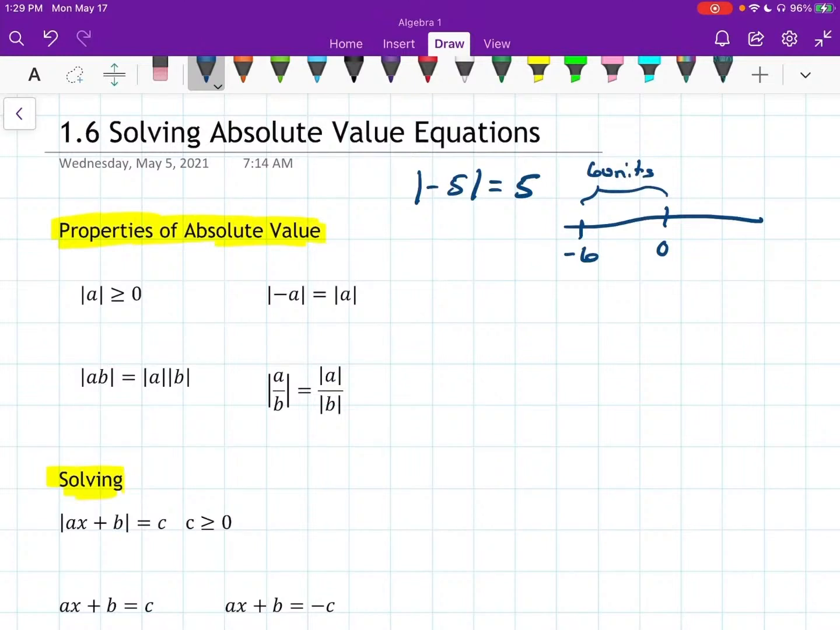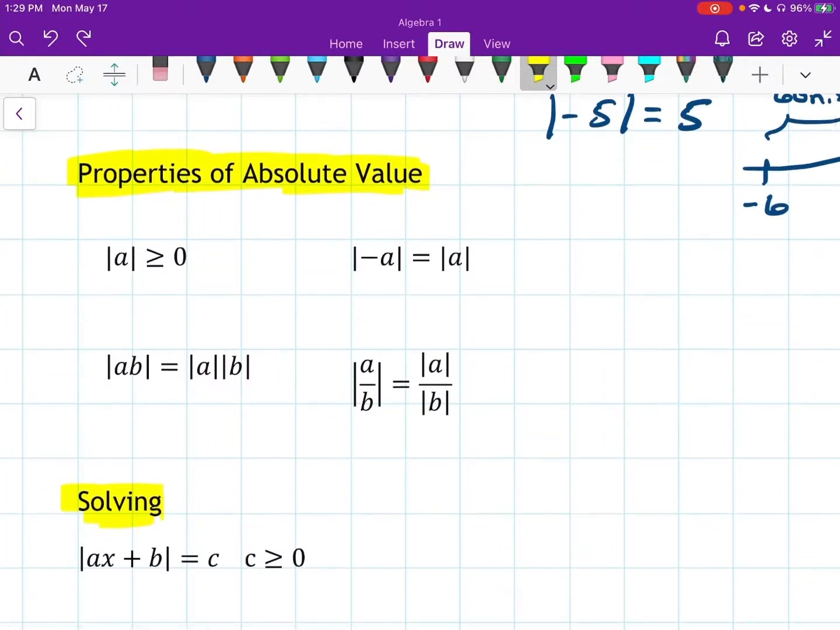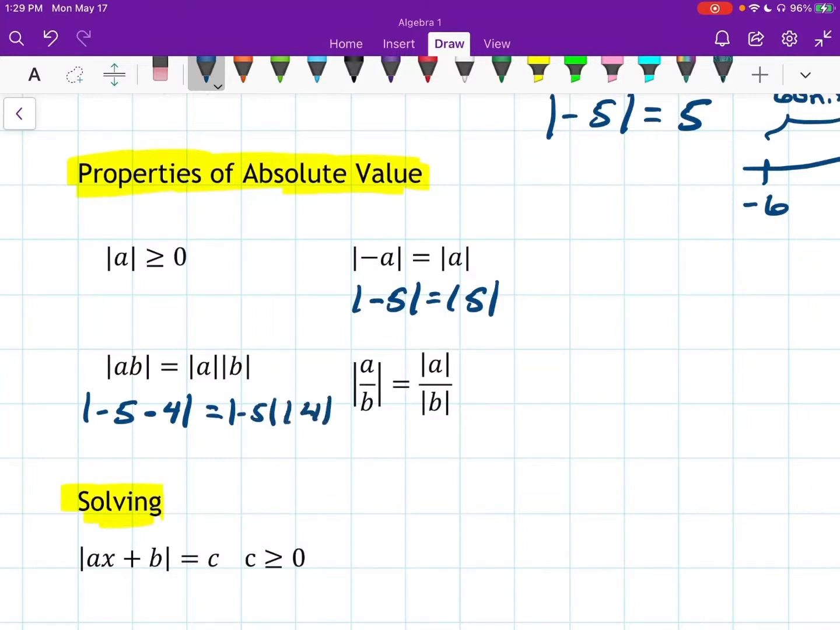So some properties of absolute values. We know that anytime we have something in absolute value bars, it's going to be bigger than or equal to 0. The negative version inside it is equal to the regular version. So this would be like the absolute value of -5 is equal to 5 in that sense. With AB here, we could say like, I don't know, the absolute value of -5 times 4 is equal to the absolute value of -5 times the absolute value of 4. And then the fraction one, I think that we can all see how that would work. Let's get to solving.